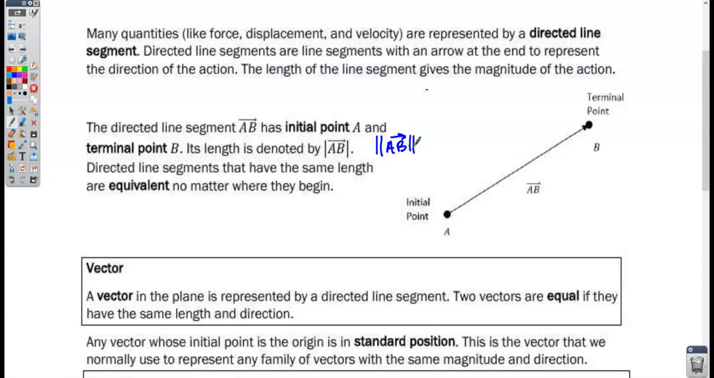Directed line segments that have the same length are equivalent no matter where they begin. Okay, so a directed line segment that starts here at A and ends here at B. If I have another directed line segment that, I did a really poor job of getting that to go in the right direction. I missed by a little bit, but that should be parallel to this one. If it goes the same length in the same direction, those two are equivalent no matter where they begin.